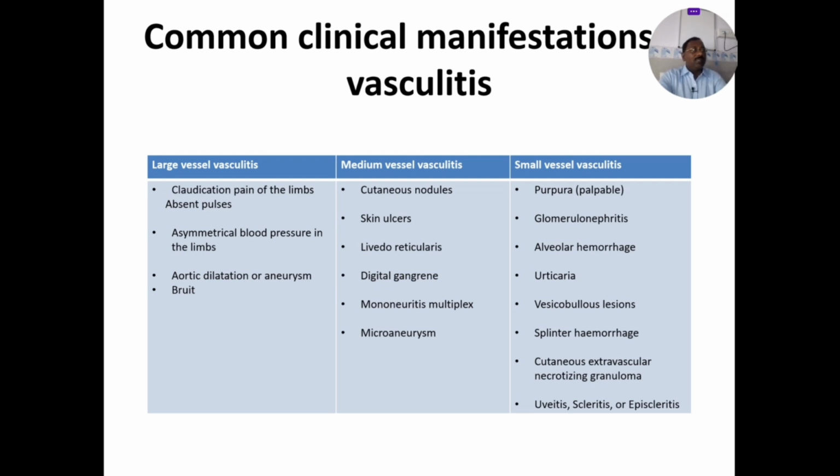In small vessel vasculitis, the palpable purpura, glomerulonephritis, alveolar hemorrhage, urticaria, vesicobullous lesions, splinter hemorrhages, cutaneous extravascular necrotizing granuloma, uveitis, scleritis, episcleritis, etc. So in small vessel vasculitis, you have some ophthalmological features, sometimes respiratory features, sometimes nephrological features. They are all in small vessel vasculitis.